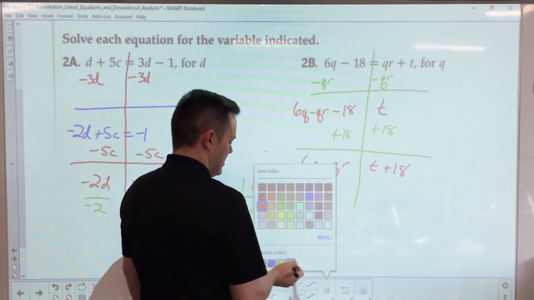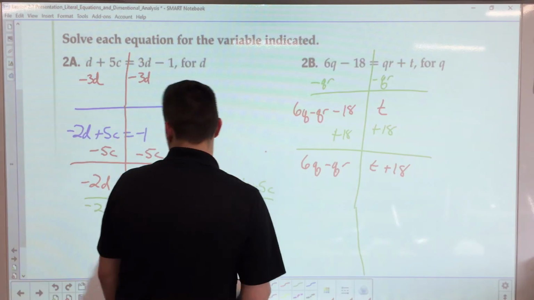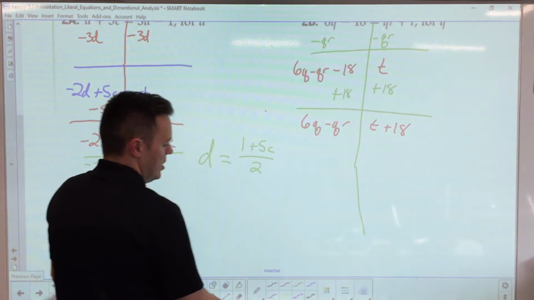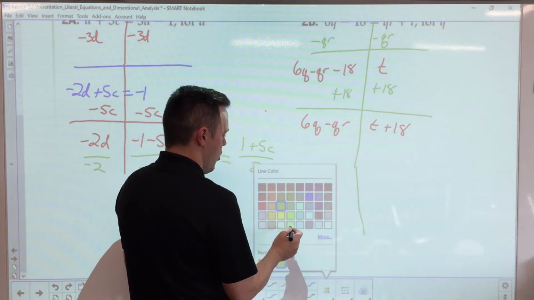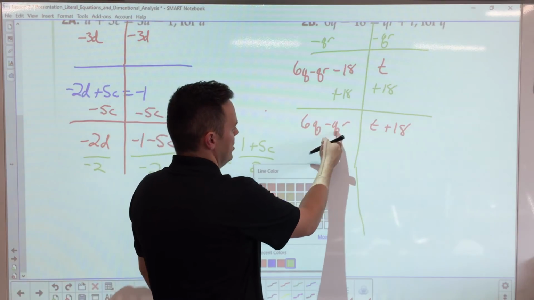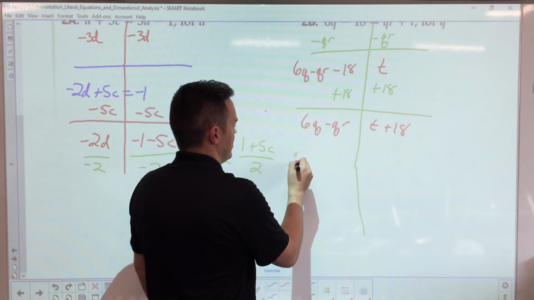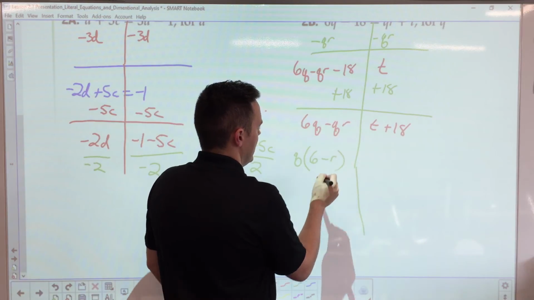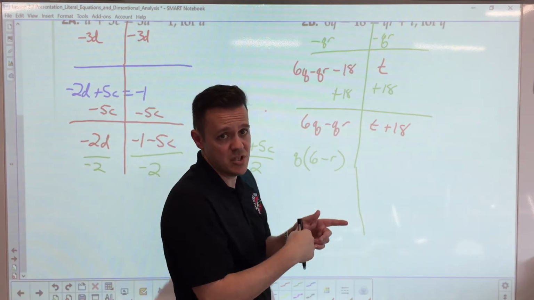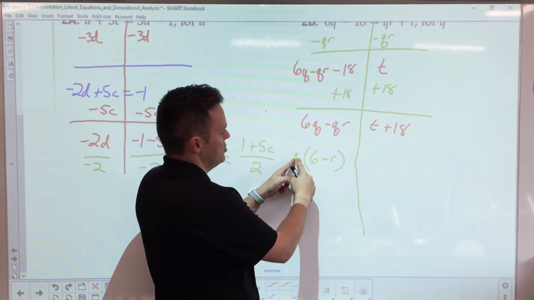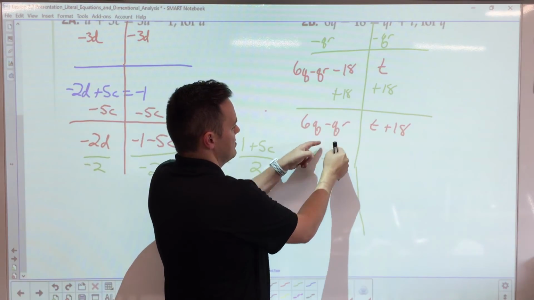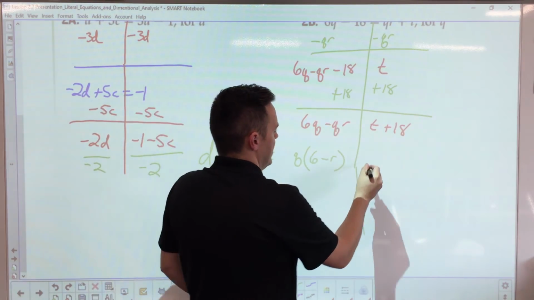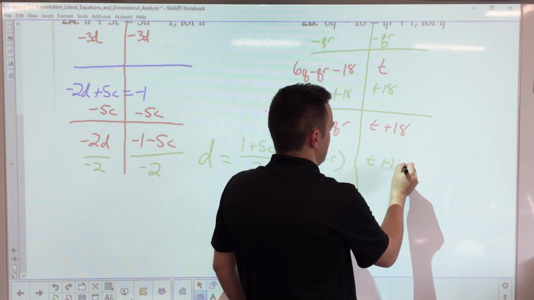If you guys look and see what's going to happen, that last example I showed you, it's going to happen to this one as well. All right, so now where are we at? We're at a point where you can pull out what letter? The letter Q from both of these variables. So if I pull out the letter Q, I'm left with 6 minus R. Remember, you're doing reverse distribution. If Q times 6 is 6Q, Q times R is QR. And then it's going to be over T plus 18.